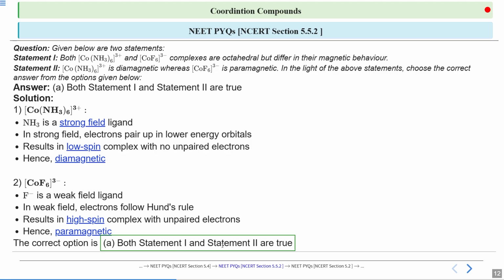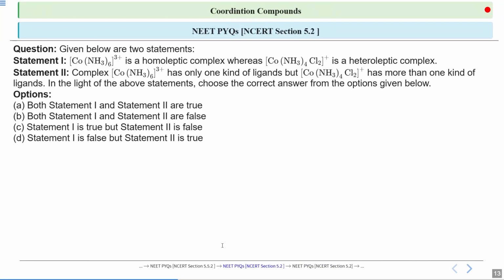Okay, let's move to our next question. Okay, so this is a NEET PYQ and this is covering the NCERT section 5.2. Okay, the question is, given below are two statements. Again, we have a statement question. So we have statement 1 and statement 2. Let's see what statement 1 is saying.